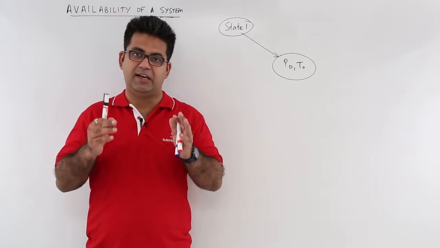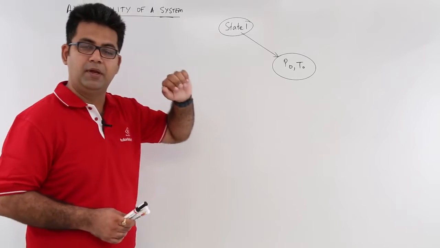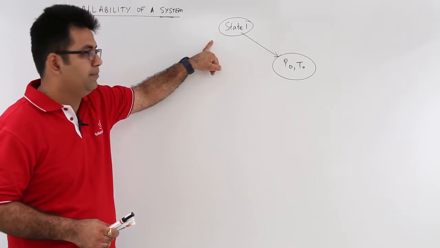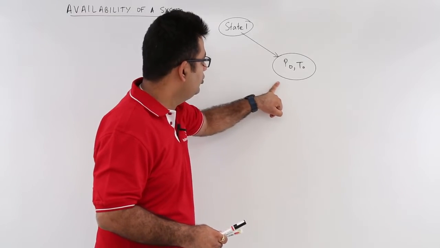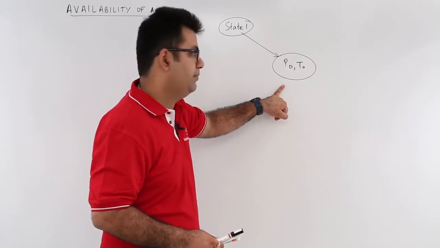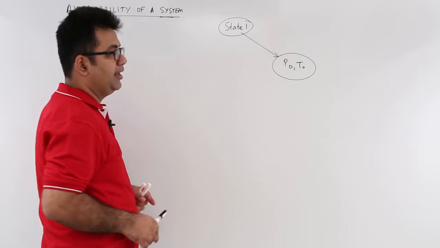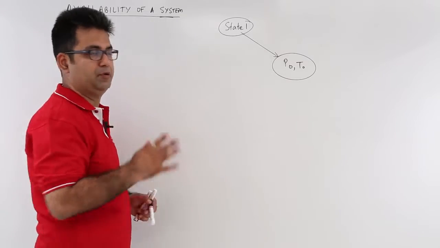Now let us derive a mathematical equation for the availability of a system. To do that, let us assume that we have a system at state 1 that is going reversibly to attain the dead state, which is P0 and T0. In doing so, let's apply the first law and the second law onto this particular process.